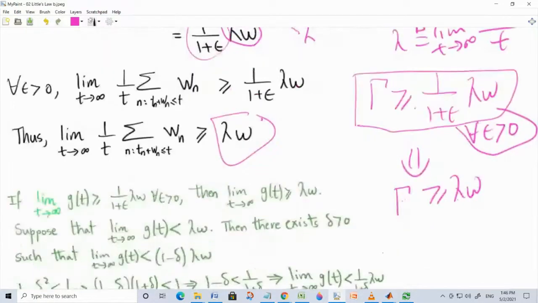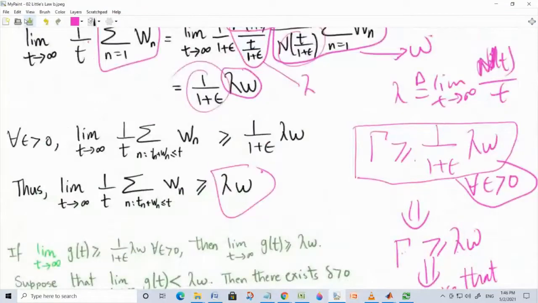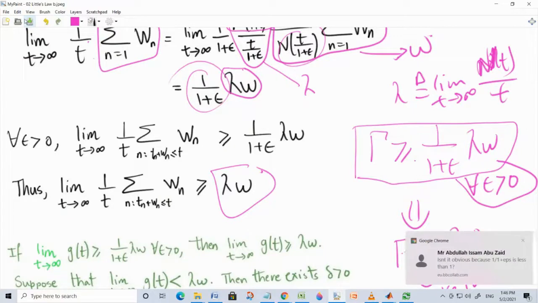So again, the idea is to suppose that gamma is less than lambda W and derive a contradiction. Here you can encounter one of those tricks that are not so obvious. So you want to show that the limit is something which is lambda W.